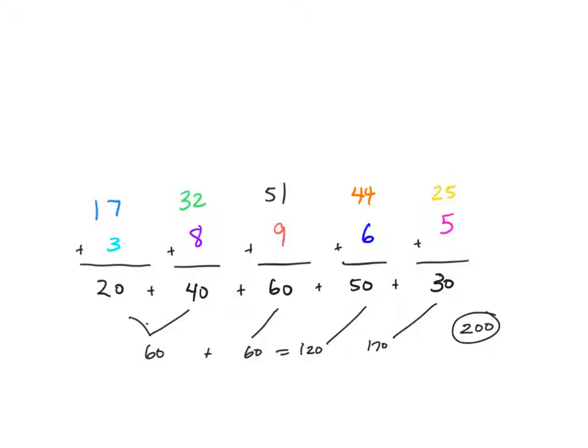Think about the strategy that you used when you originally added them mentally. Did you go in the order that I had them from left to right? Did you add from least to greatest? Or did you purposely choose which numbers you grouped together based on whether they were compatible numbers? This property of addition is called the associative property.